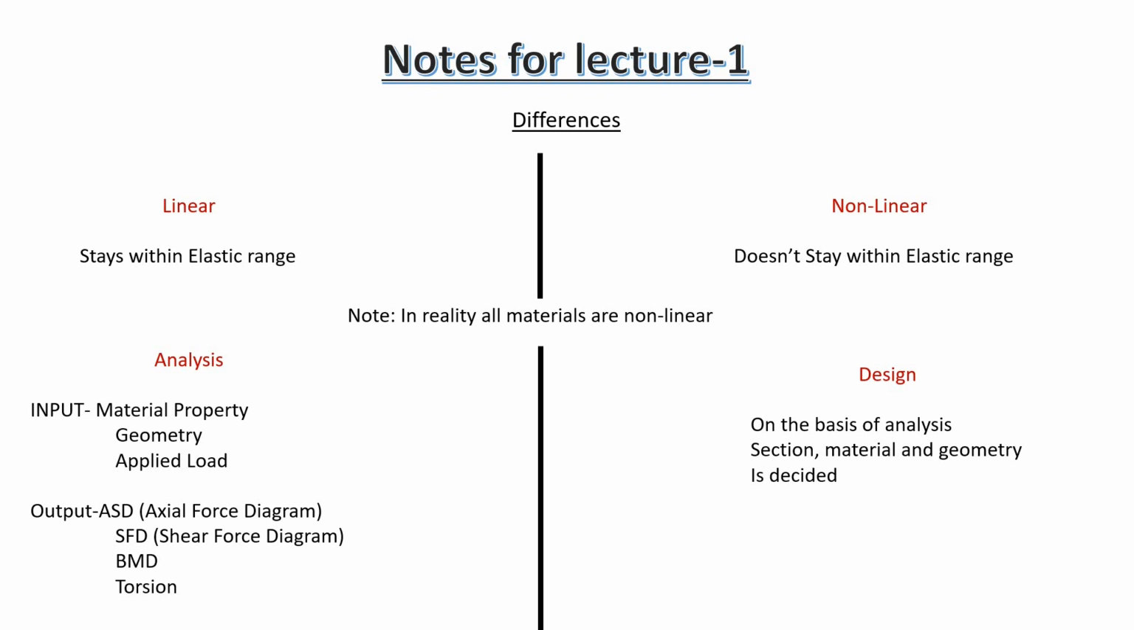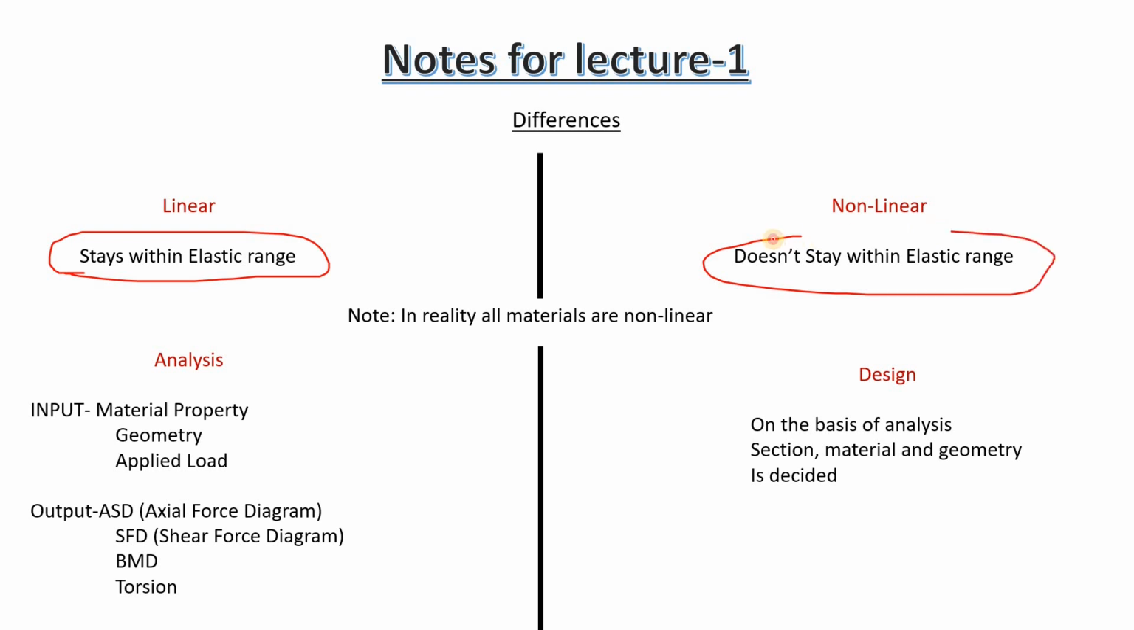So here are some short notes. There are some differences between linear and non-linear. We have just said that linear materials stay within the elastic range, and non-linear is when they do not stay within the elastic range. Now note that in reality all materials are non-linear. We're going to be talking about that later on.